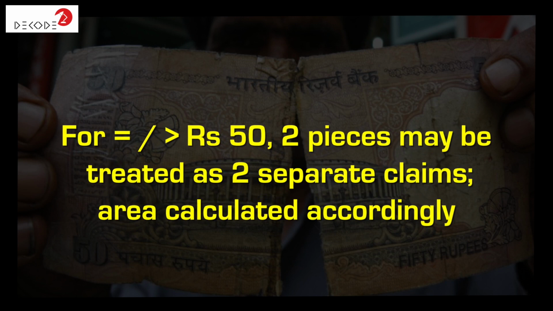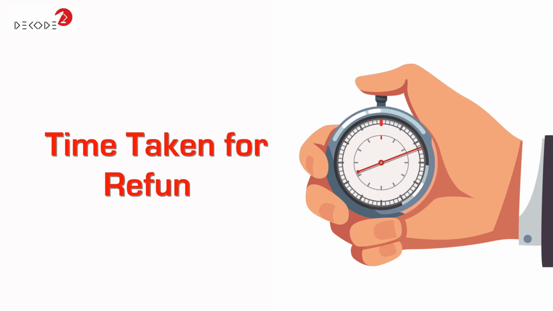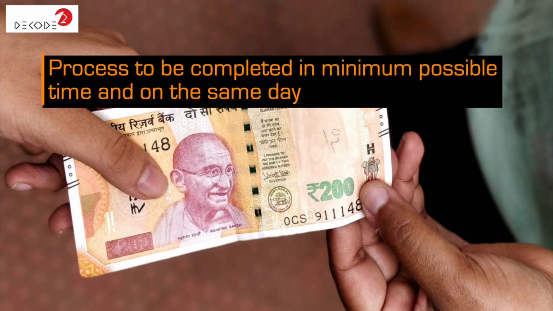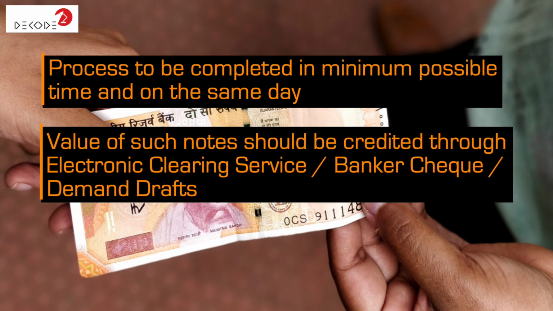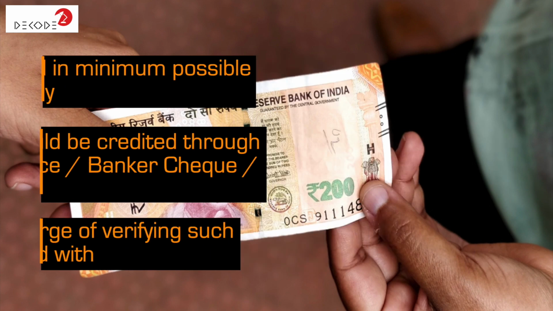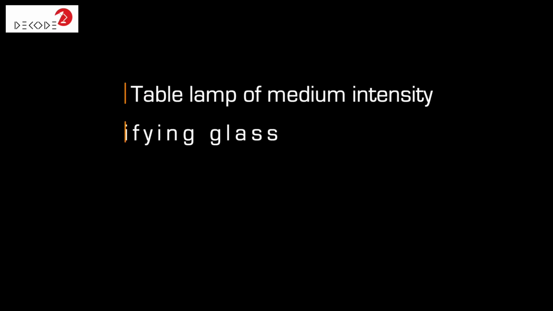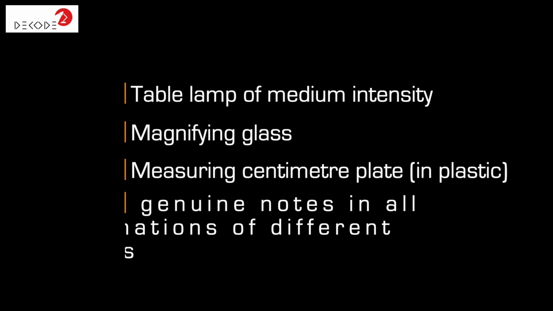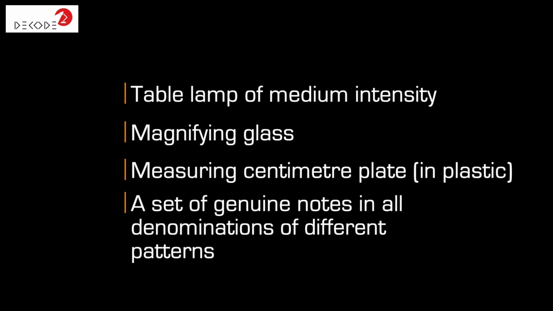And in how much time are refunds processed? The entire process should be completed in the least possible time and on the same day of application for refund. The value of such notes should be credited through electronic clearing service or banker check or demand drafts. The prescribed officer in charge of verifying such notes should be equipped with a table lamp of medium intensity, a magnifying glass, a measuring centimeter plate in plastic, and a set of genuine notes in all denominations of different patterns.